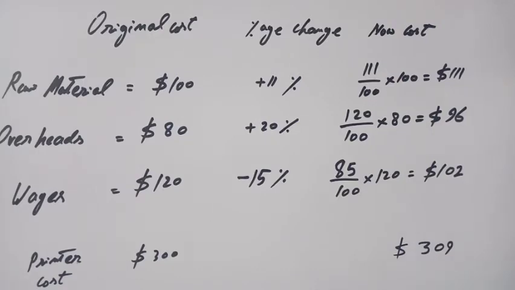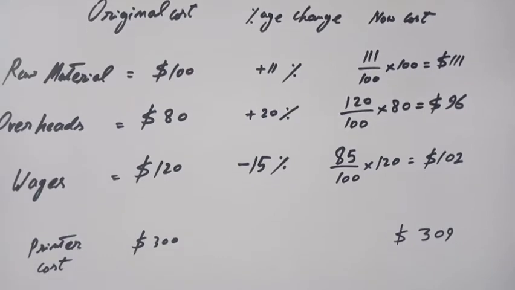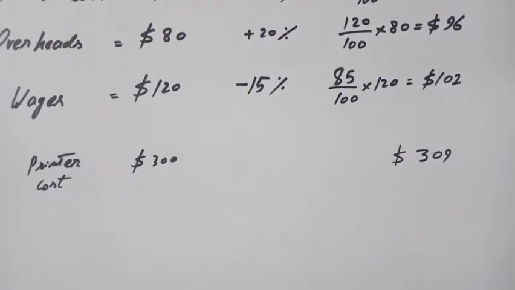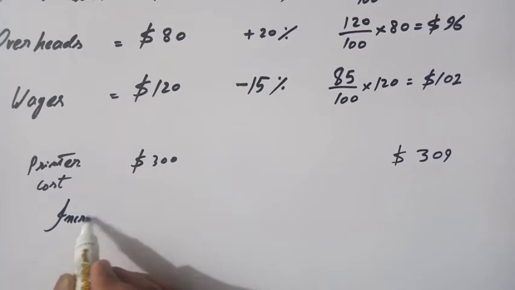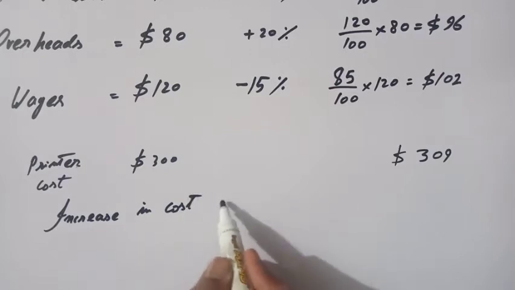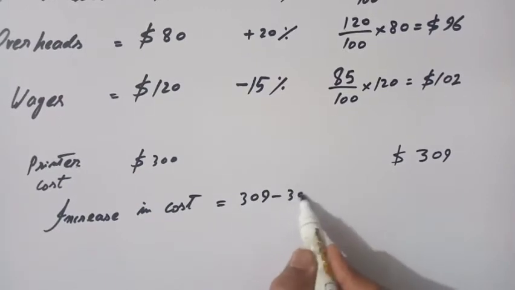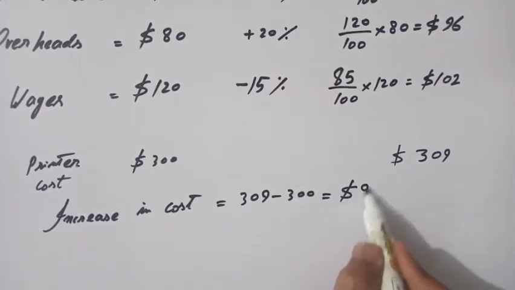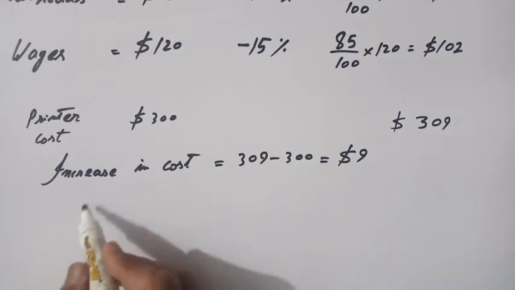Now what do we have to find out? We have to find out the percentage increase in the production cost of the printers. So to find it out, increase in cost is equal to subtracting 300 from 309, it is $9.